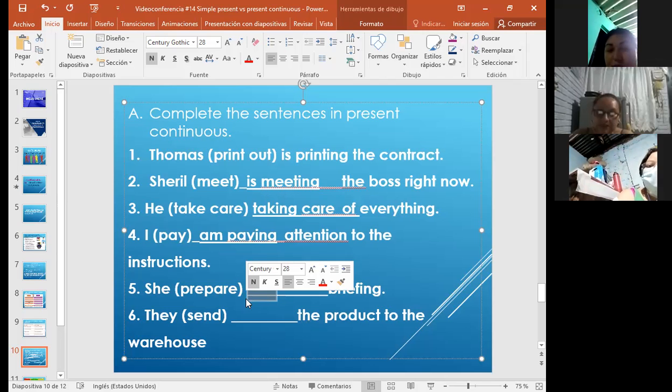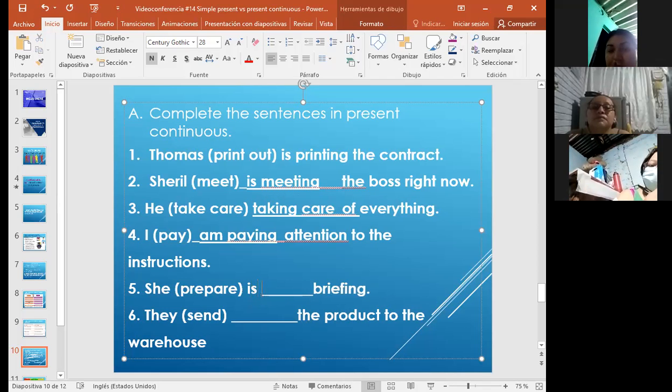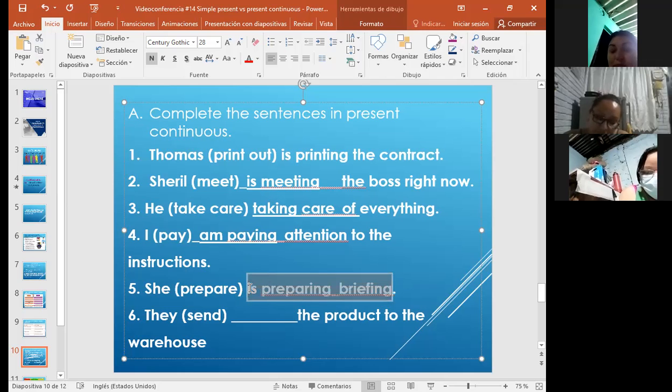I'm confused, but prepares. Cuando, ajá, ¿cuál sería? Is preparing. Como dice que está preparando las instrucciones, tiene que ser present continuous porque las va a necesitar para dar las indicaciones. Entonces, la respuesta correcta sería, so she's preparing the briefing.